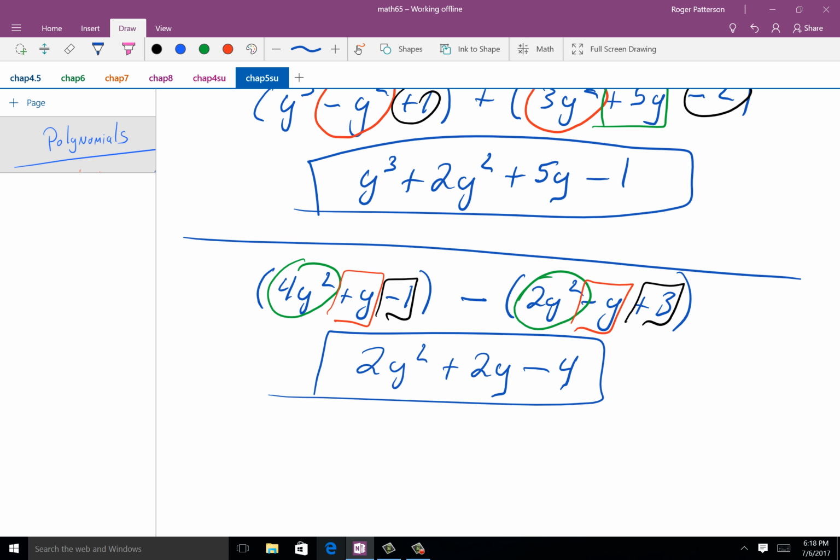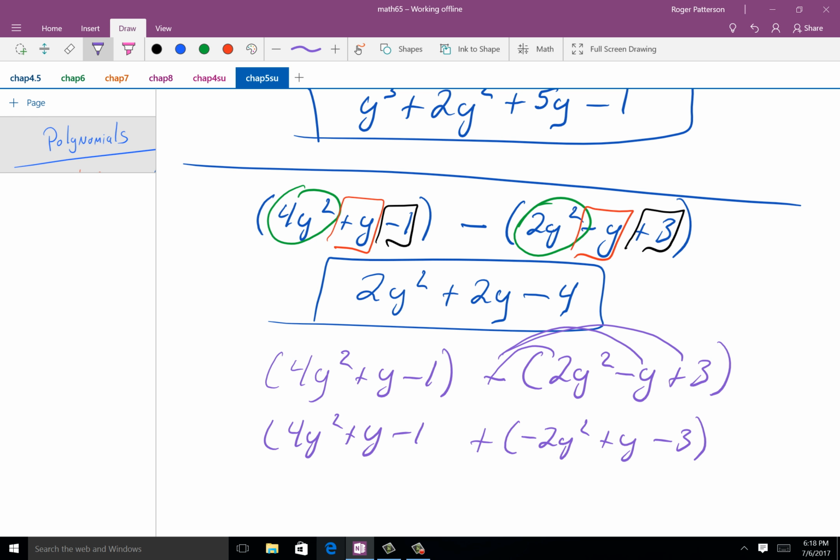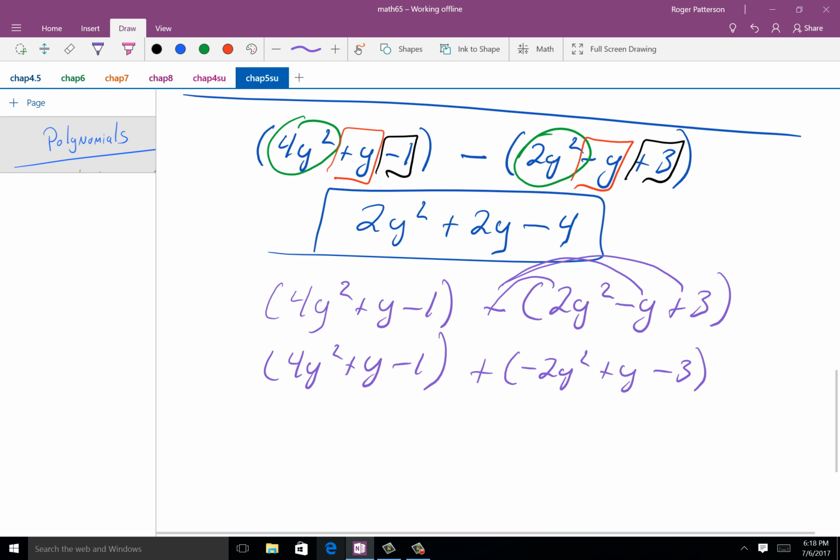Some might think of it this way. So I'm just taking the same problem, doing it in a different way. And again, I don't care which way you do it. You got to do the way you think is going to be successful for you. So some people might distribute this minus inside. So that'd be a negative 2y squared plus y minus 3, and then add them. Either way, you're going to get the same answer.